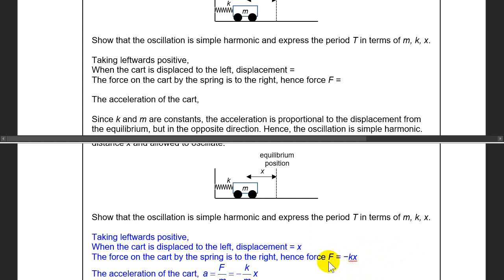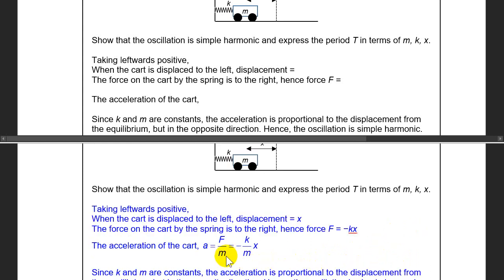So once you have figured out the net force on the cart, which is minus kx, our next step is to find the acceleration. For that we use Newton's second law: acceleration is F over m. So we have a equals minus k over m times x. Okay, this equation is the main thing.